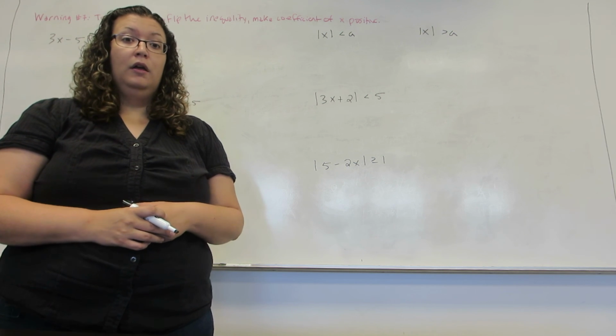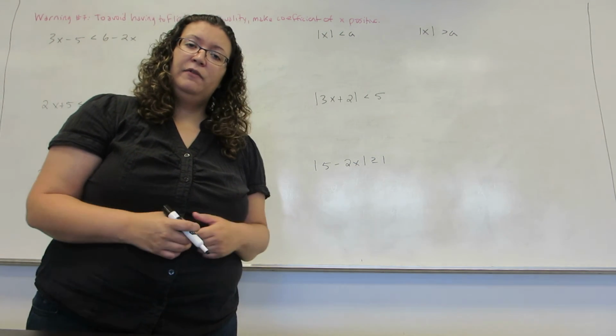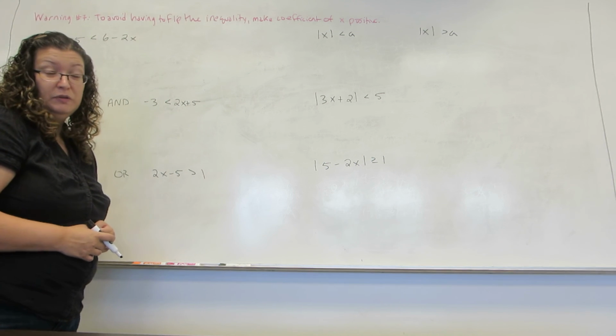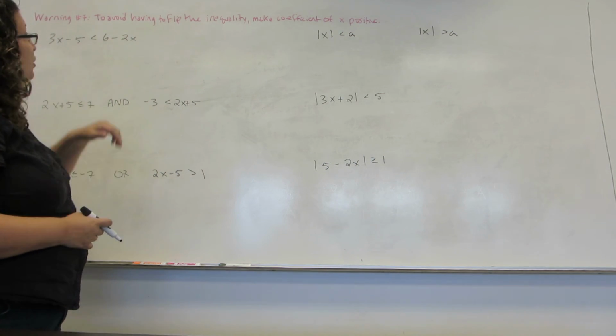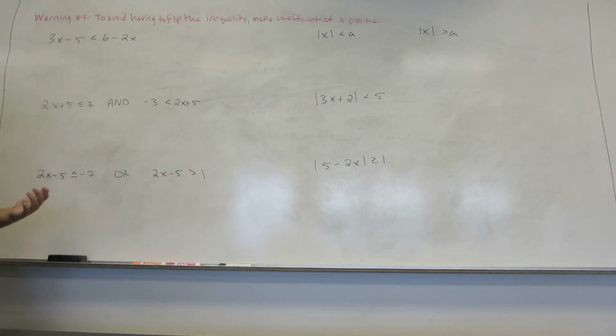Okay? Now, that's annoying to have to remember. So I have a policy that I try to avoid it as much as possible. This leads us to warning number 7. To avoid having to flip the inequality, if you can, make the coefficient of x positive and then you don't have to worry about it. Okay? So, let's start with this example.